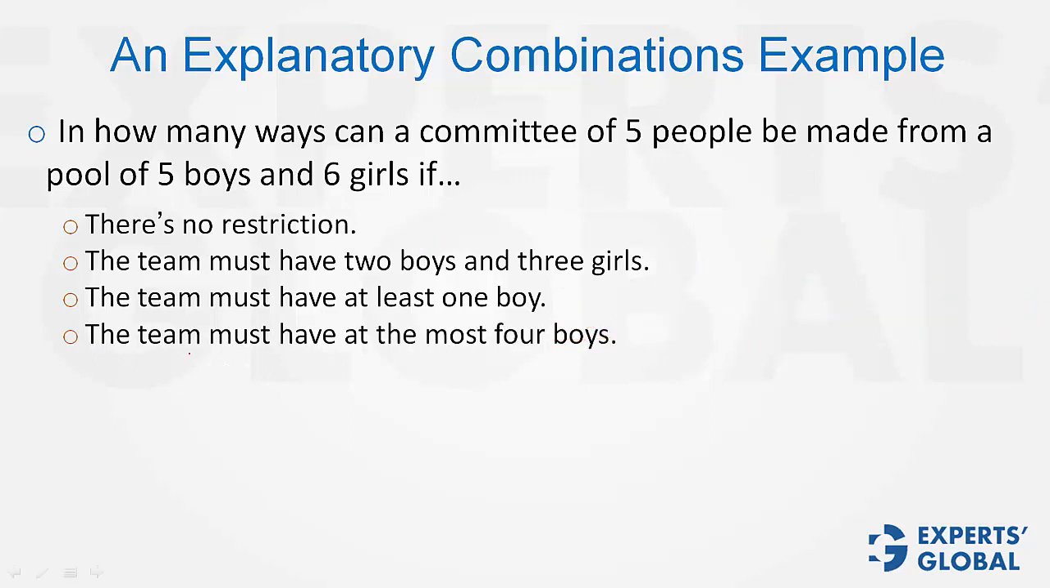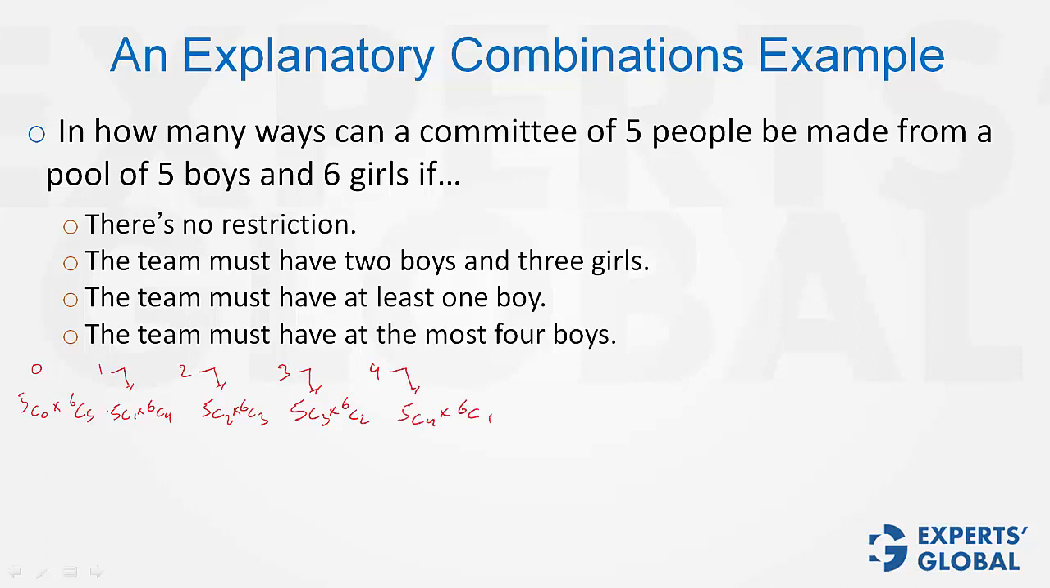Look at this one. The team must have at the most 4 boys. At the most 4 means the cases of 0 boys, 1 boy, 2 boys, 3 boys and 4 boys, which means 5C0 into 6C5. This case would be 5C1 into 6C4, 1 boy and 4 girls. This case 2 boys, 5C2 and therefore 3 girls. And this case is 3 boys and therefore 2 girls. And this case is 4 boys and therefore 1 girl.